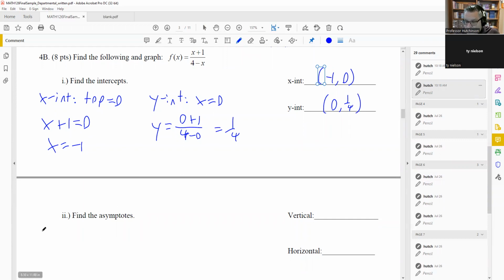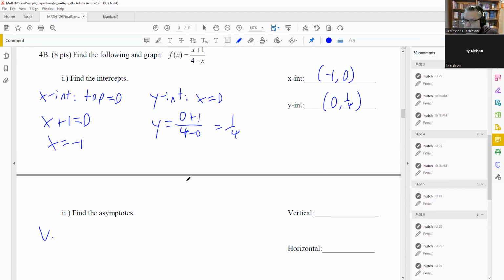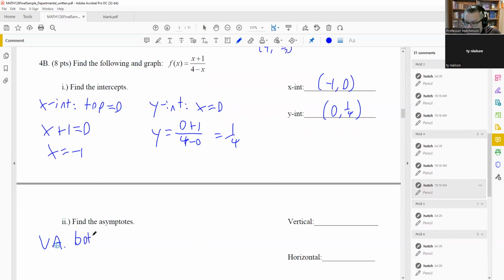Find the asymptotes. For the VA, you take the bottom and set it equal to 0. So 4 minus x equals 0, and if you add the x to the other side, you get x equals 4. There's only 1 this time, because that's all you have on the bottom. X equals 4.